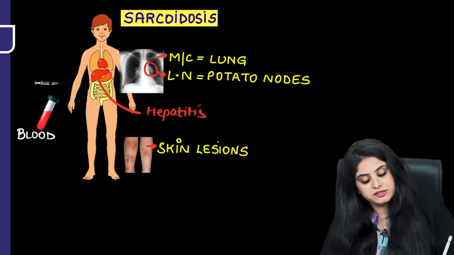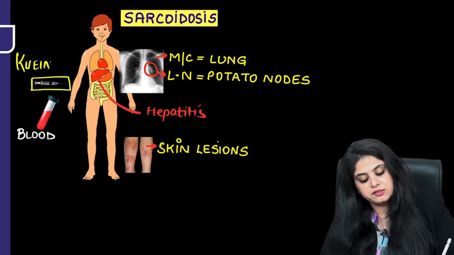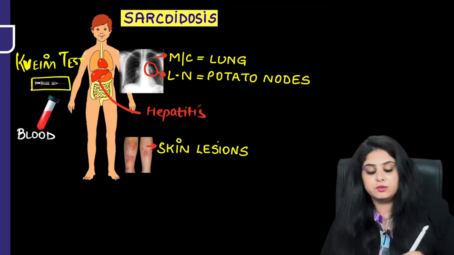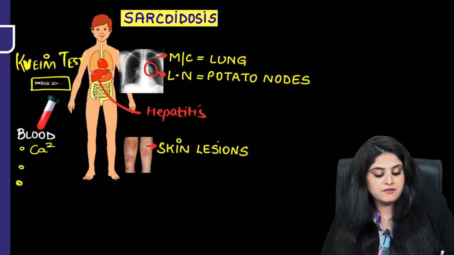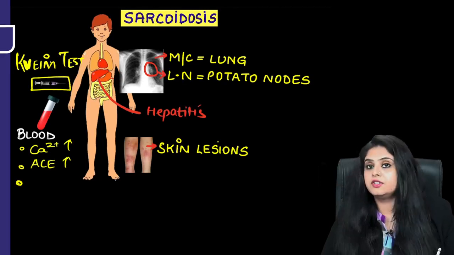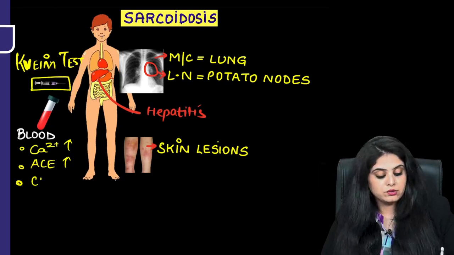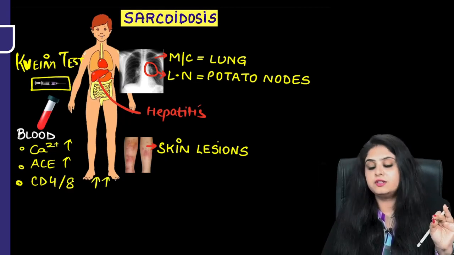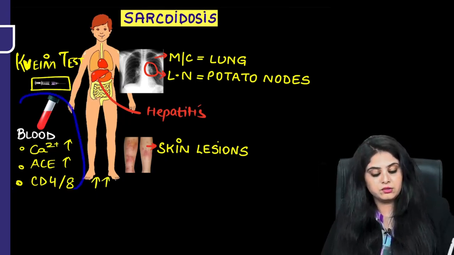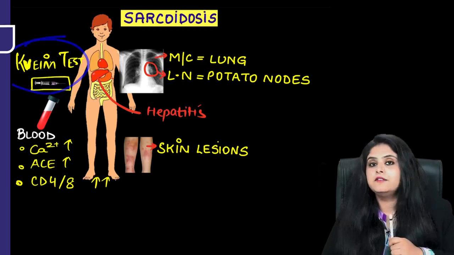If I ask you what is the skin test, guys, what is the skin test very famous for sarcoidosis? It is the Kveim test. The Kveim test is very famous for sarcoidosis. And what are the 3 blood tests that have to be there? It can show elevation of calcium levels. It can show elevation of angiotensin converting enzyme levels, and it can also show an elevation of CD4 to CD8 ratio, right? So calcium, ACE and CD4 CD8 ratio increases. These 3 blood tests are also very famous. Skin test is the Kveim test.